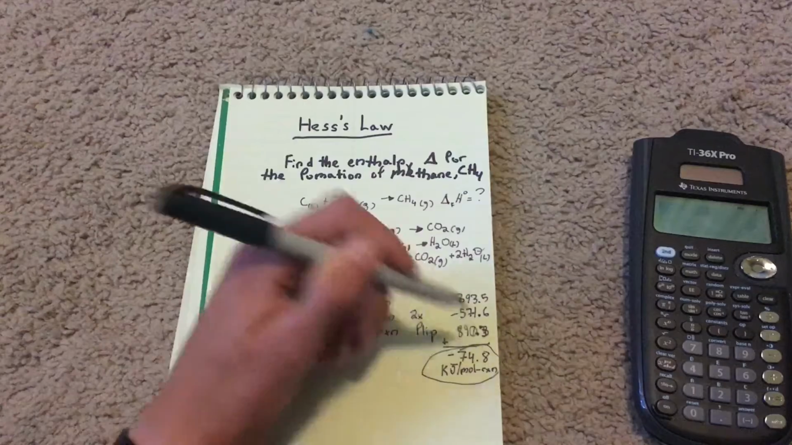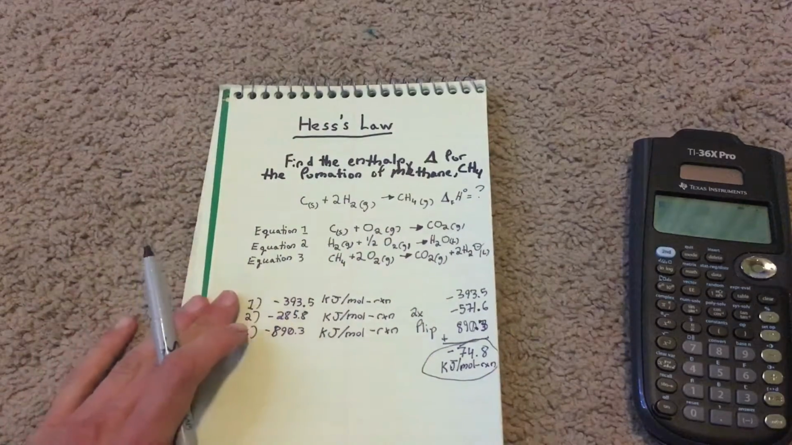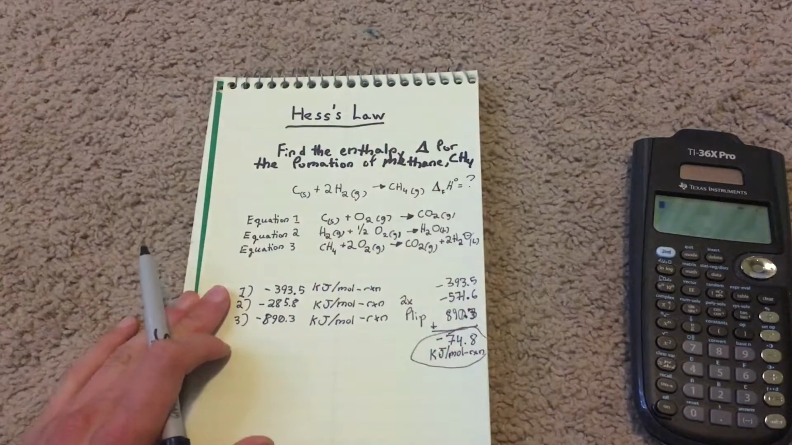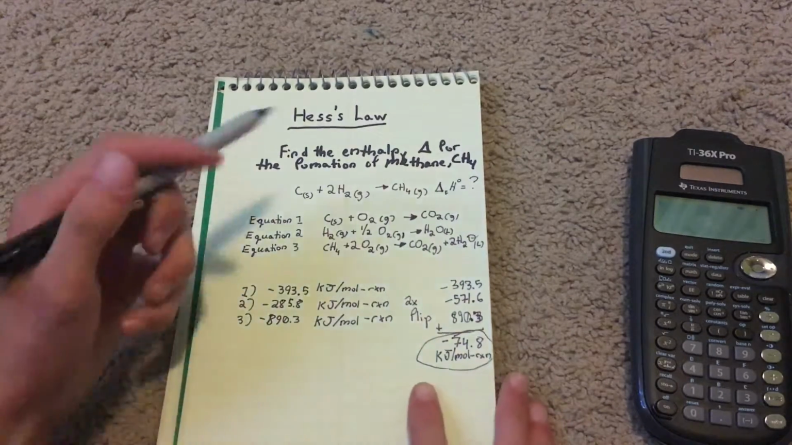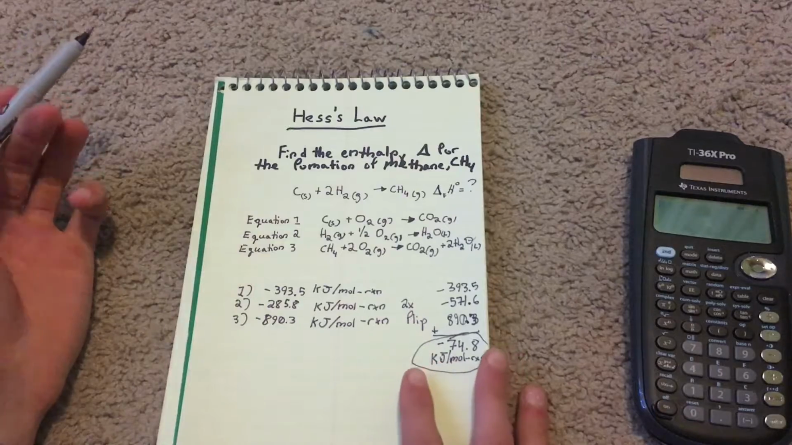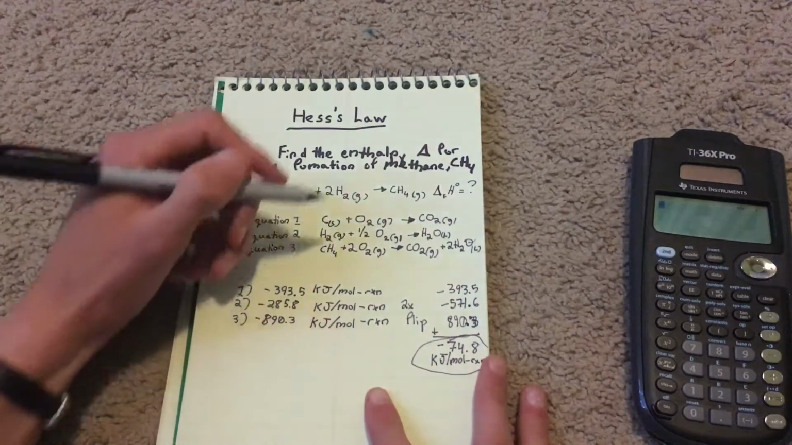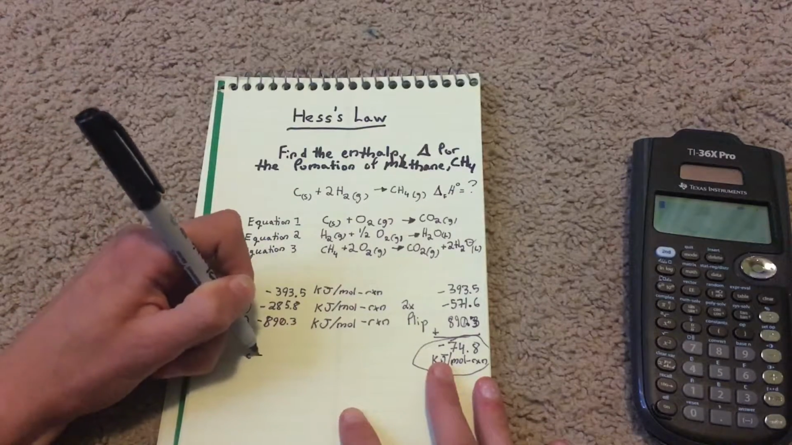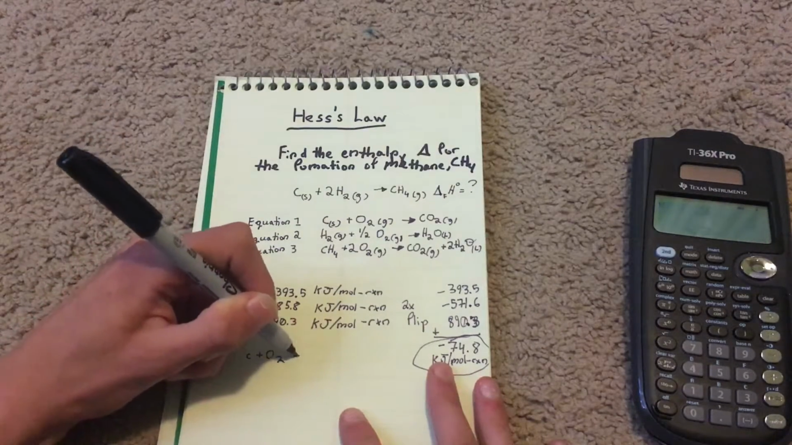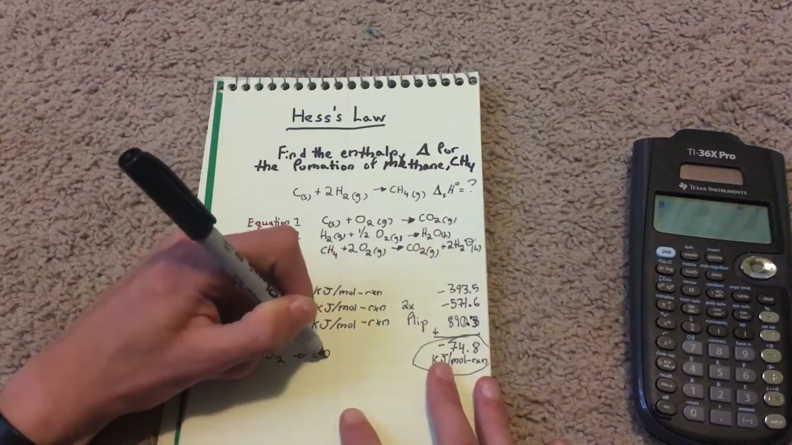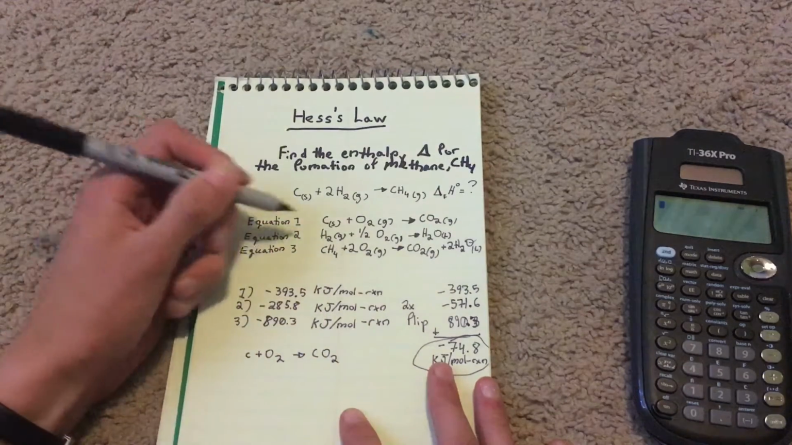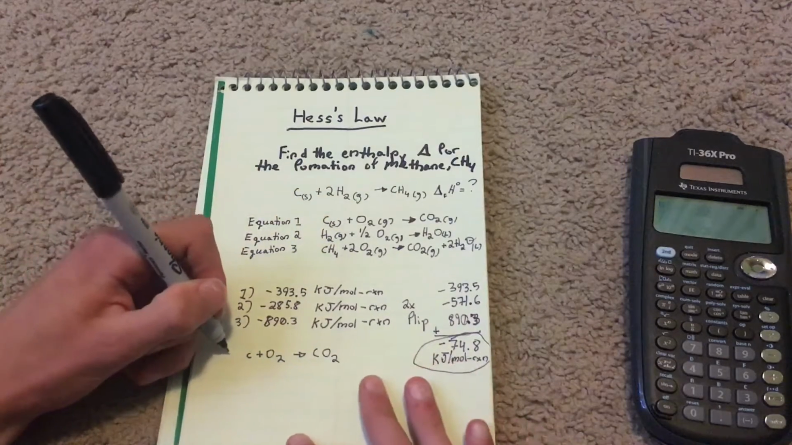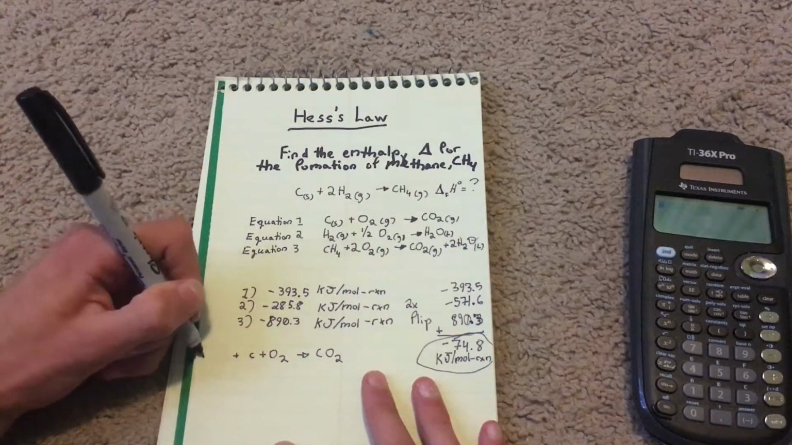Alright, it's that simple. This is, of course, a shortcut. So let's see the longer way. The longer way is really just writing down what I just said. So let's write down this equation: C plus O2 yields CO2. And what did we do to this? We multiplied this by 2.